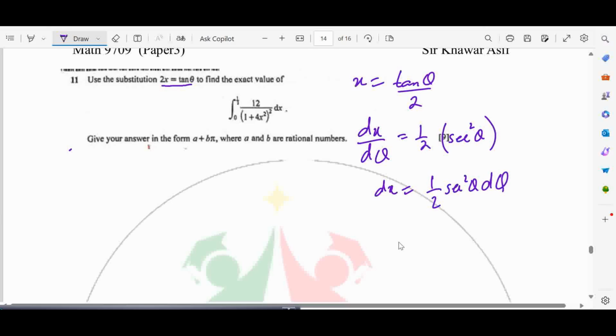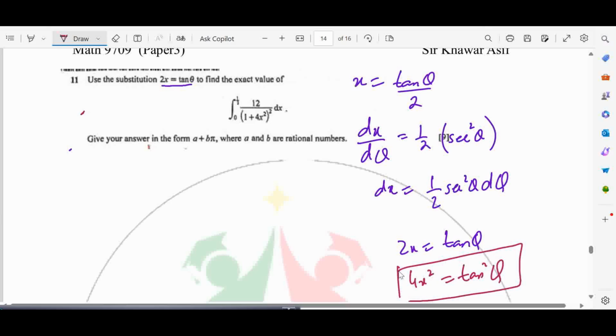And we also know that 2x is equals to tan theta, and if we take square on both sides, it will give us 4x square is equals to tan square theta. Now we need to integrate it. So how can we integrate it? We can just replace these values in the equation. Now basically this will be now 0 to, by the way, this one is minus 1 by 2.